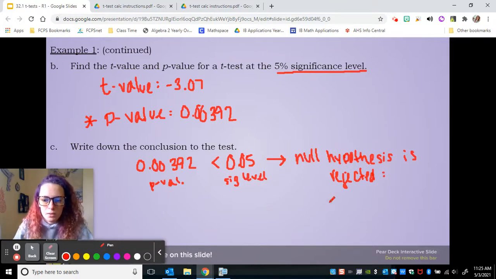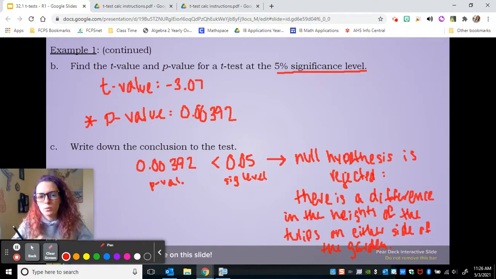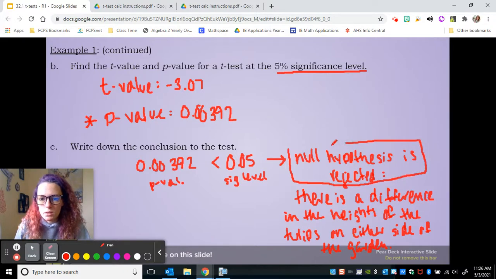And since my null hypothesis is rejected, I could even go a little bit further and say there is a difference between the heights of the tulips on either side. So in terms of what do you need to say? This is really our final answer here, right? That the null hypothesis is rejected.